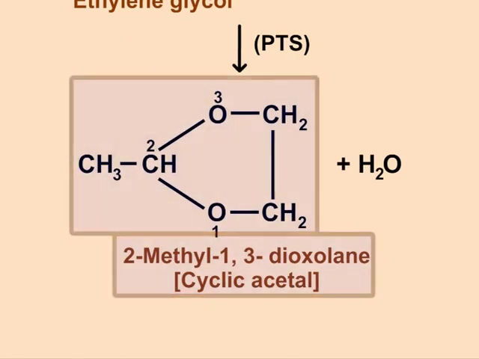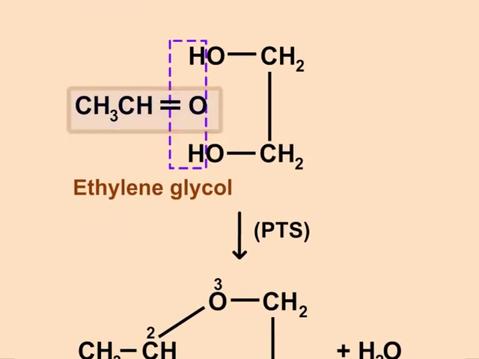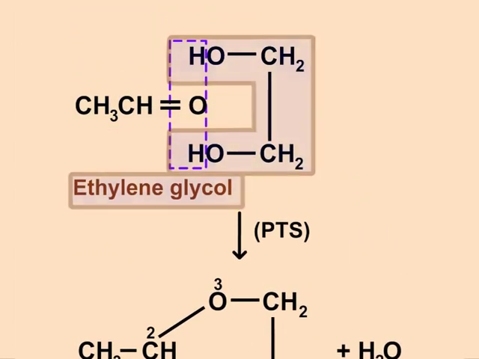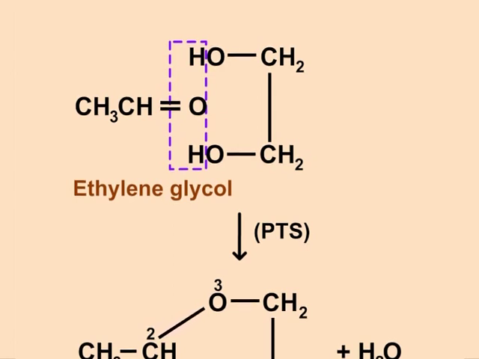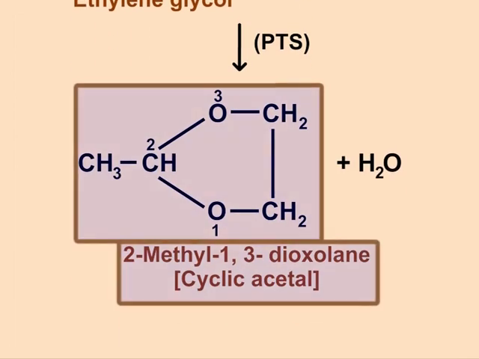Cyclic acetals are also formed when an aldehyde reacts with ethylene glycol, which is a dihydric alcohol, in the presence of para-toluene sulfonic acid. Or we can say PTS in short. Let us have a look at the equation on the screen. Acetaldehyde reacts with ethylene glycol in the presence of PTS to form 2-methyl-1,3-dioxolane, which is a cyclic acetal.